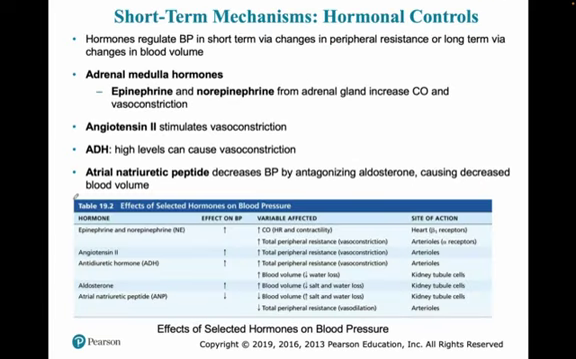Other than that, there are a couple of hormones, like the adrenal medulla hormones epinephrine and norepinephrine from the adrenal gland, which can increase cardiac output and sympathetic activity. Angiotensin and ADH can cause vasoconstriction, which will increase blood pressure. ANP is a hormone secreted from the heart, and it decreases blood pressure when required. So you need to know the names of these hormones: epinephrine, norepinephrine, angiotensin, ADH, ANP. These are the hormones that can specifically impact blood pressure.